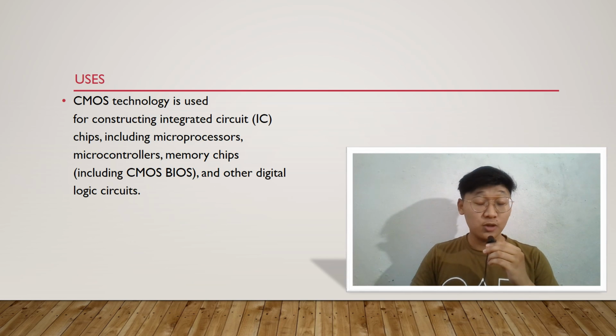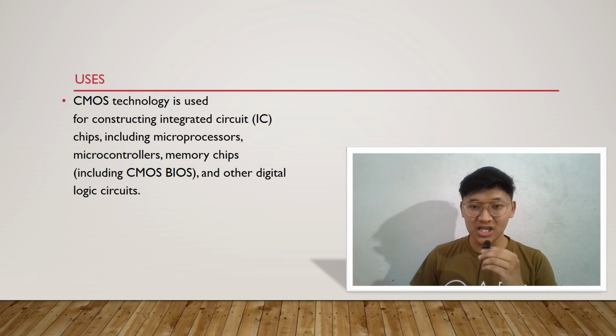Next, we see the uses of CMOS. CMOS technology is used for constructing integrated circuit IC chips, including microprocessors, microcontrollers, memory chips, including CMOS and BIOS, and other digital logic circuits.